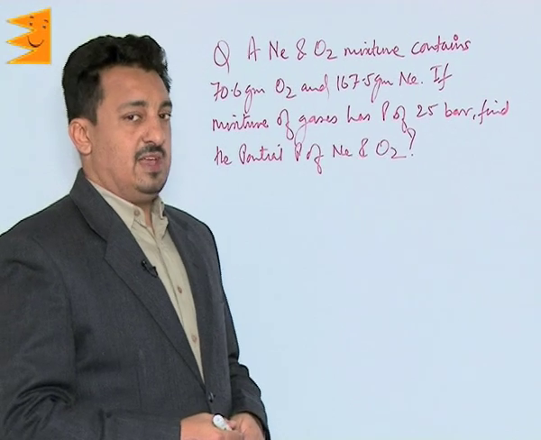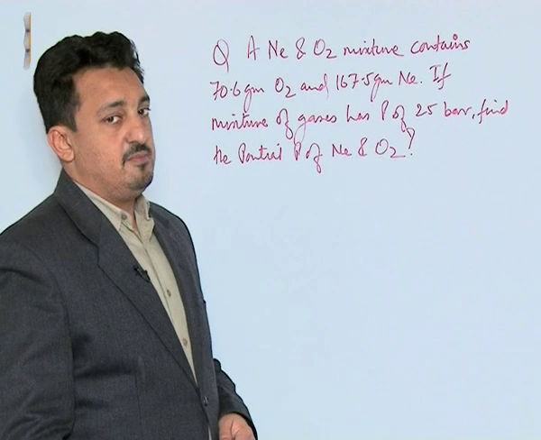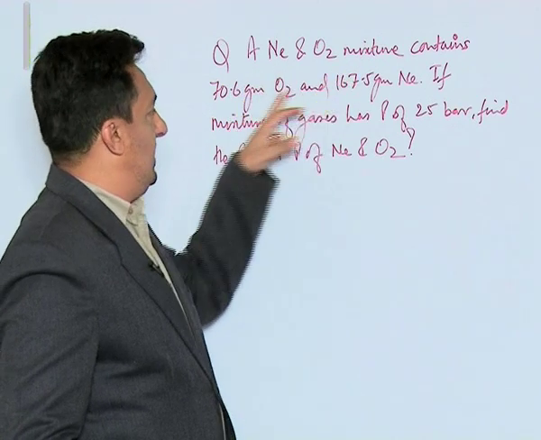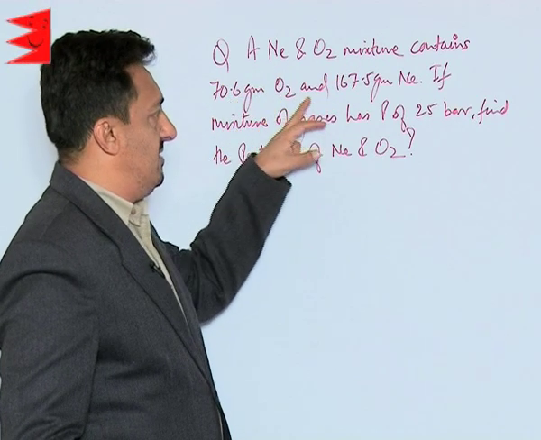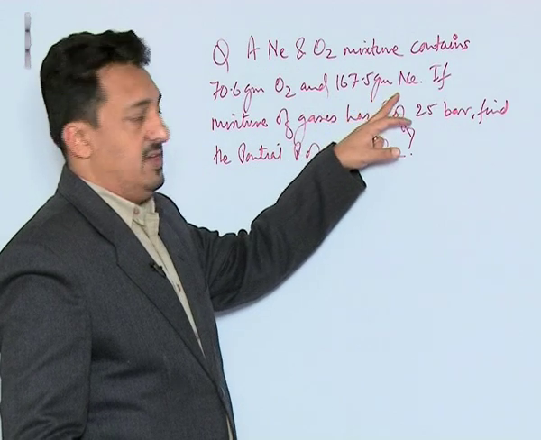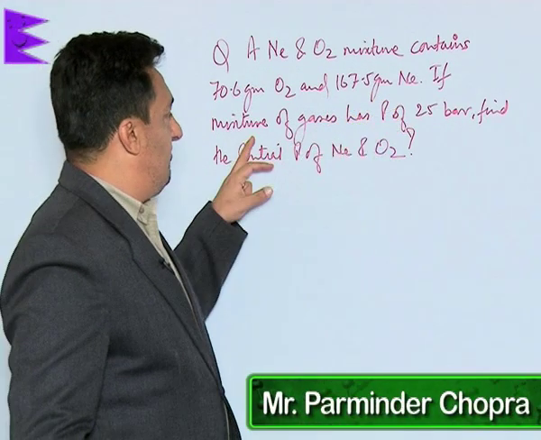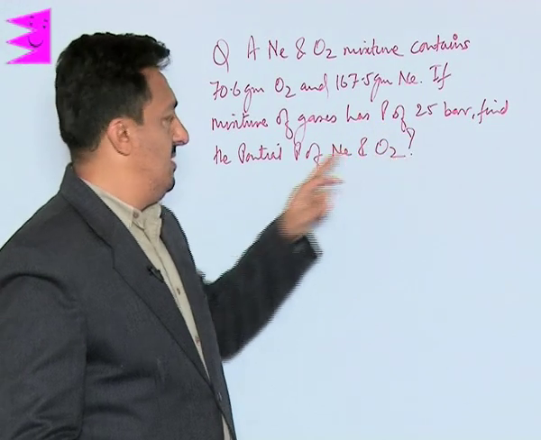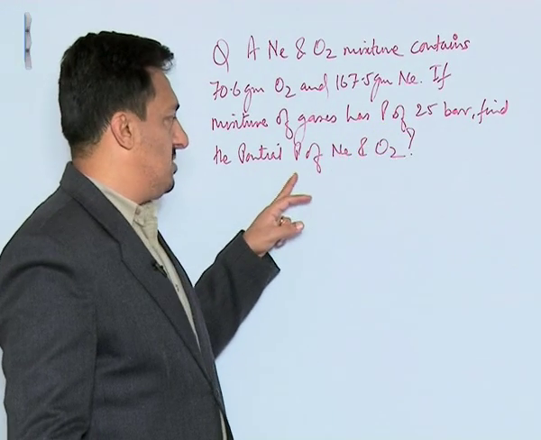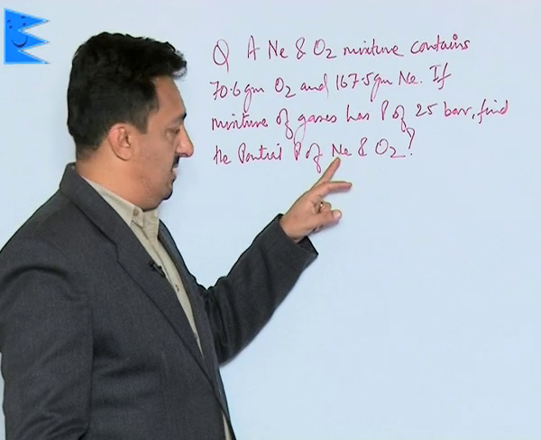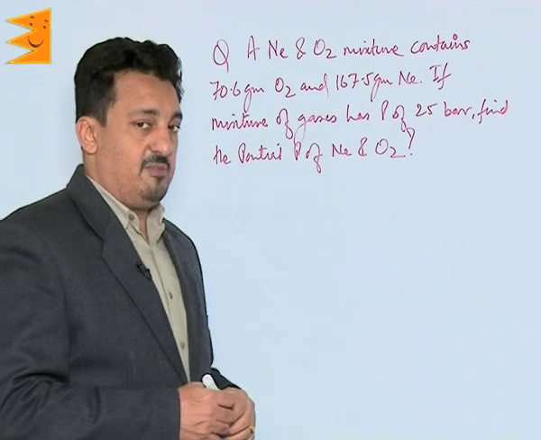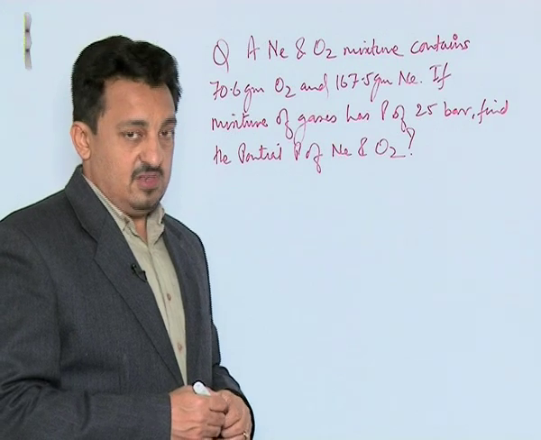Now let us see a numerical in order to understand Dalton's law of partial pressure. A neon and oxygen mixture contains 70.6 grams of oxygen and 167.5 grams of neon. If the mixture of gases has a pressure of 25 bar, find the partial pressure of neon and oxygen. So we are supposed to find out the partial pressure of the oxygen and neon.